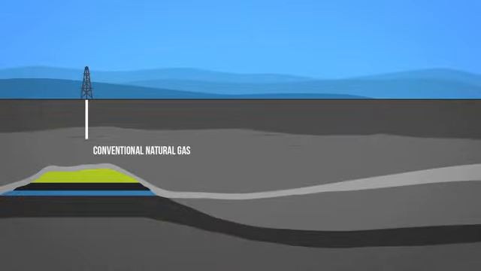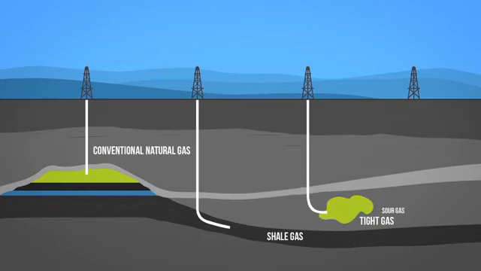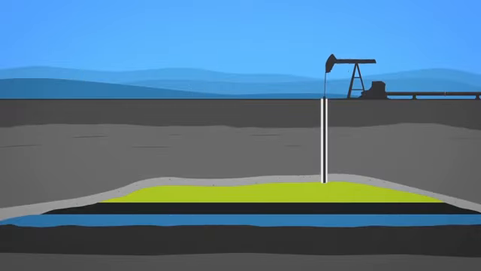Conventional natural gas can be extracted through drilling wells. Unconventional forms of natural gas, like shale gas, tight gas, sour gas, and coal bed methane, have specific extraction techniques. Natural gas can also be found in reservoirs with oil and is sometimes extracted alongside oil. This type of natural gas is called associated gas.